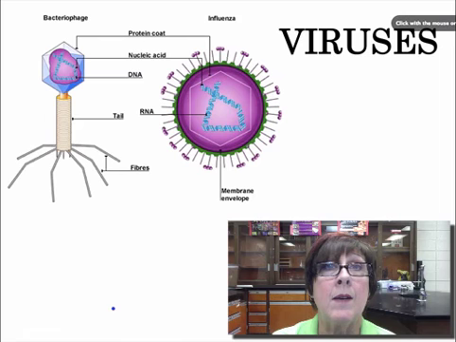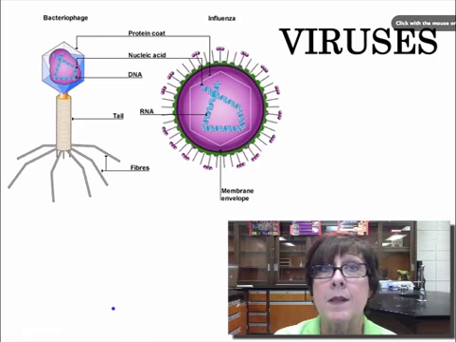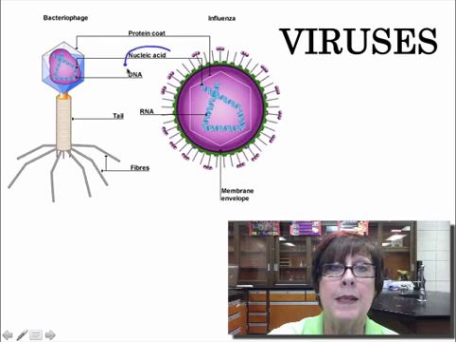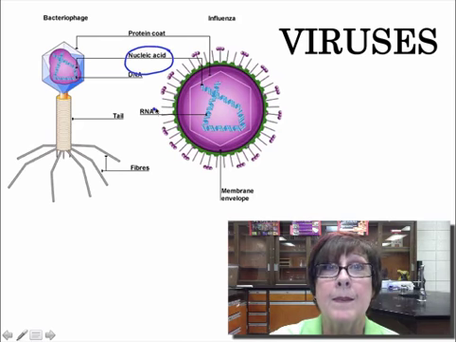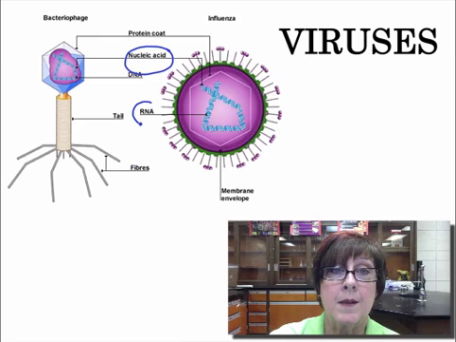Now let's look at how a virus is similar to a cell. There is one very important thing shared by both a cell and a virus. Did you catch it? They both have nucleic acids. Remember, there are two types of nucleic acids. In this example, this virus has RNA, and this virus has DNA.